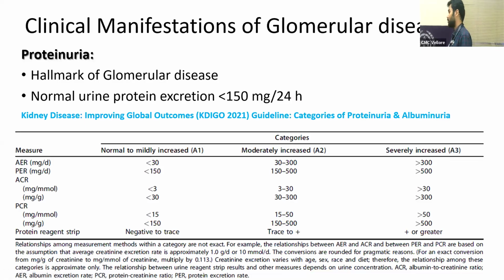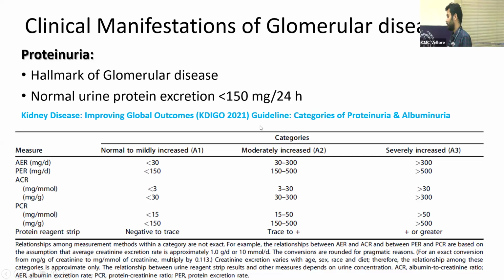So the second manifestation is proteinuria. Proteinuria is also a hallmark of glomerular disease, like hematuria. Normally you will not see any proteins in the urine except some minimal proteins, like the maximum protein excretion per day is about 150 milligram per day. That too is tubular proteins. Tubular proteins means it contains some Tamm-Horsfall protein, which is secreted by the tubular epithelial cells, and some alpha 2 microglobulins and alpha 1 antitrypsin. Those proteins only. Albumin will be very minimal, because whatever is filtered will be reabsorbed by the proximal tubules. So nothing will be there in the urine.